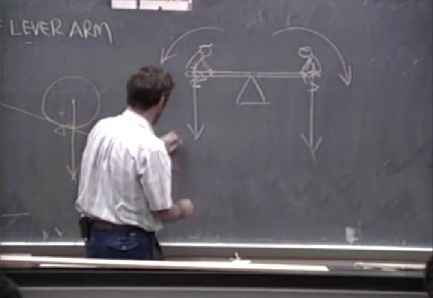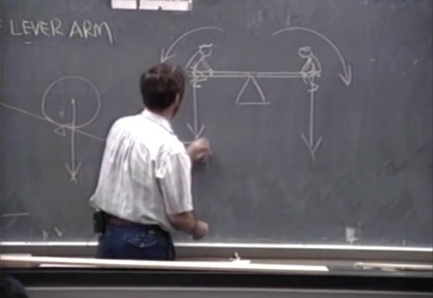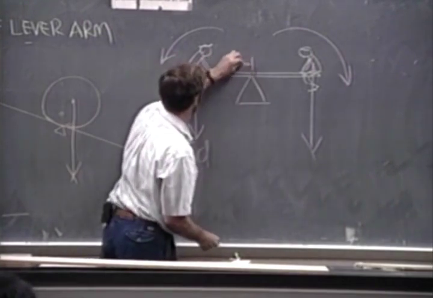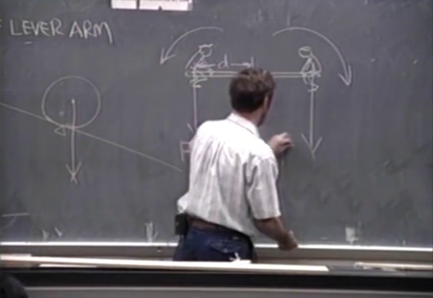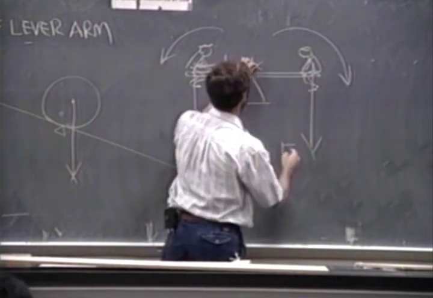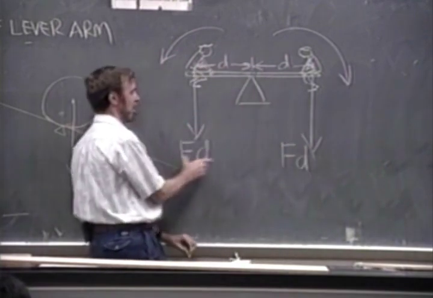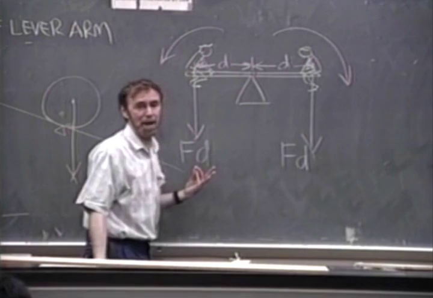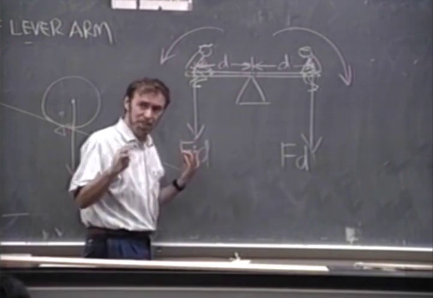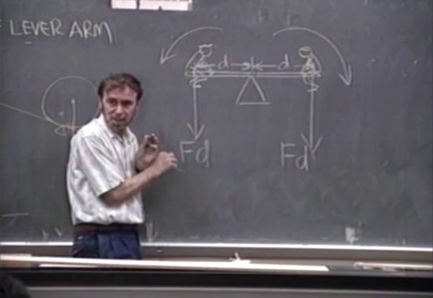And this torque is the force of gravity acting down multiplied by this distance d. And if Fd is Fd, same, the torques will be the same, and the kids get balance. This is different than the equation we used for energy, although it looks the same.